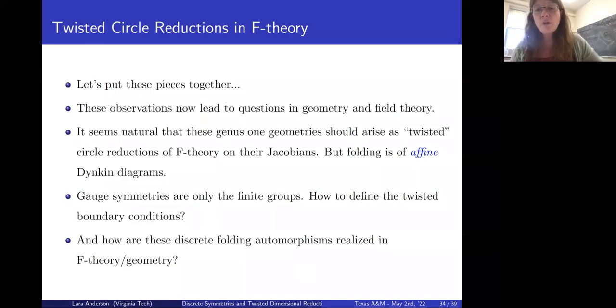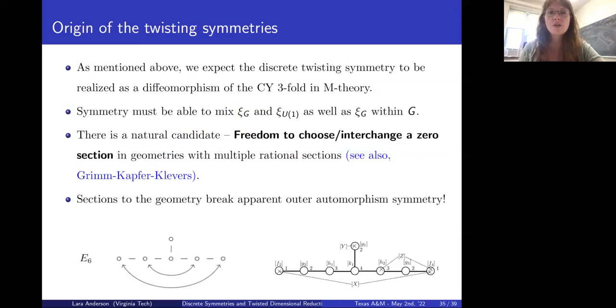Just to say why this is weird, we know that within string compactifications we are not allowed to have discrete global symmetries coupled to gravity. So we realize that these must actually be encoded in a way that makes them gauged. So they really have to be baked into the geometry in a clear way. So you want to be able to identify the discrete symmetries of the geometry and then how they enter into these dimensional reductions. So the punchline of that: we expect the discrete twisting to be realized as a diffeomorphism of the Calabi-Yau threefold in M theory.